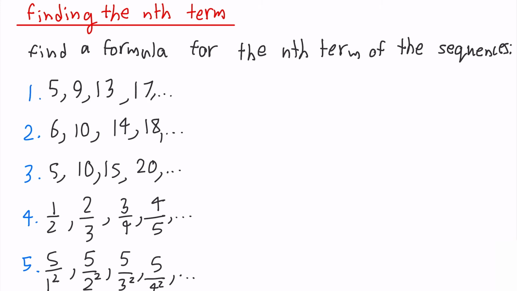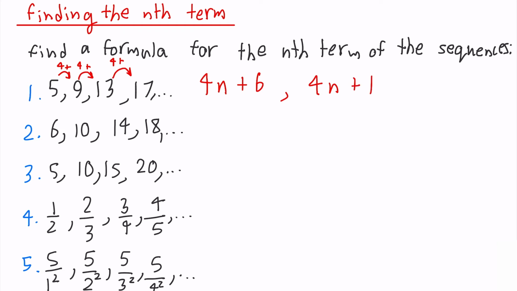Okay, let's do this first question. Find a formula for the nth term of the sequences. First one, here you could realize that we need to add 4, add 4, add 4, add 4. So the nth term will be 4n plus b. As we could realize, to get from 4 to 5 as the first term, we need to add 1. So the nth term is going to be 4n plus 1.